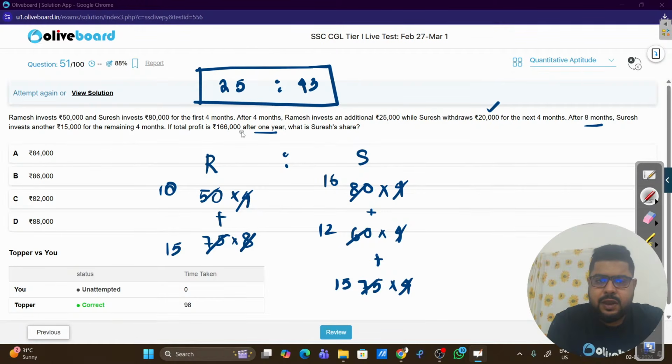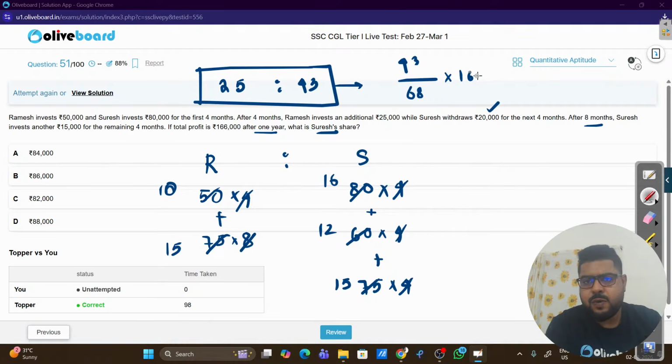Now, if the total profit is this much, Suresh will get 43 parts out of 43 and 25, so 68 parts of 166,000. Sorry, I've made an error. This will be 2, I've cancelled the 4. Extremely sorry.